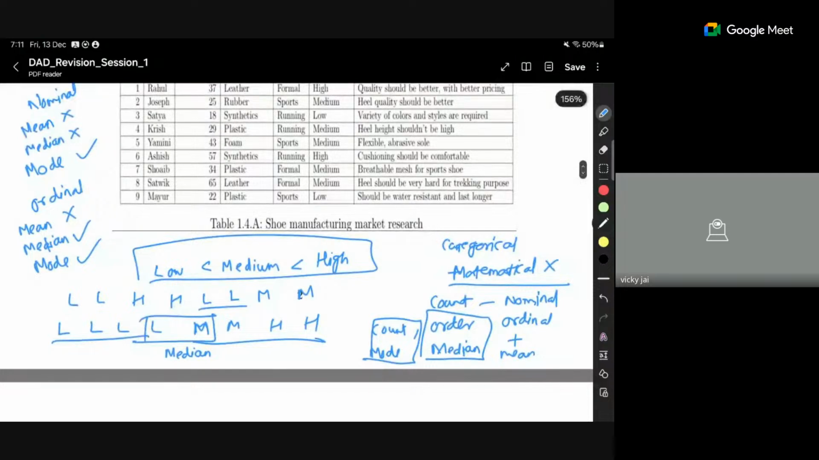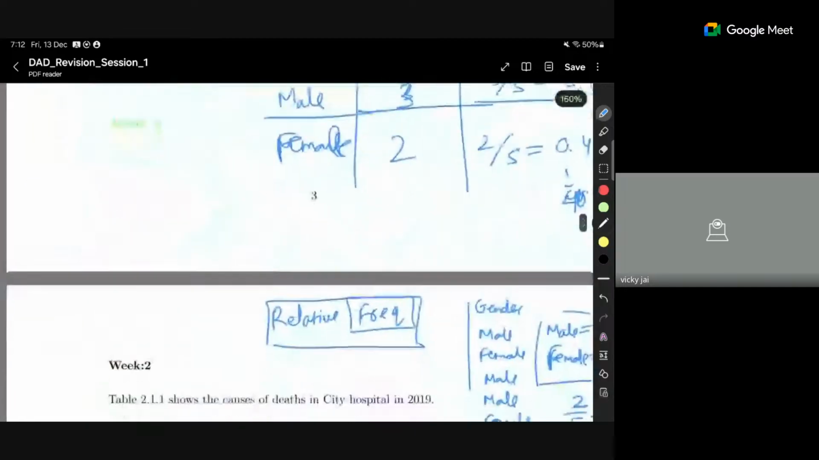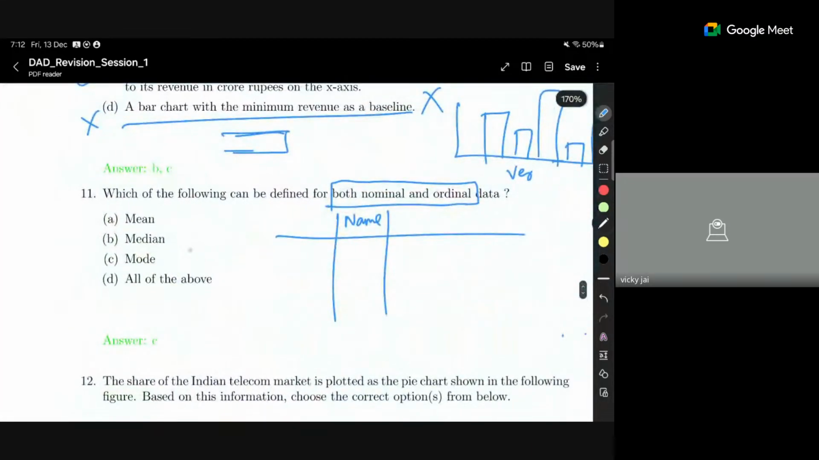The question was, what can we do about it on both nominal and ordinal data? This question was there: for both nominal and ordinal data, which of the following can be defined? So mod is the possibility here. Okay.